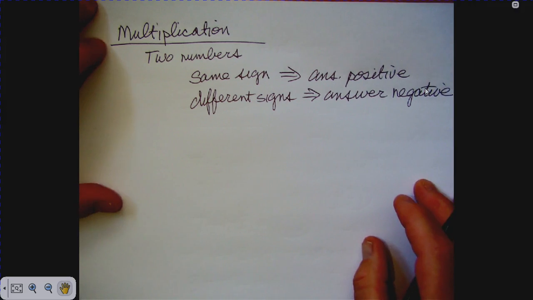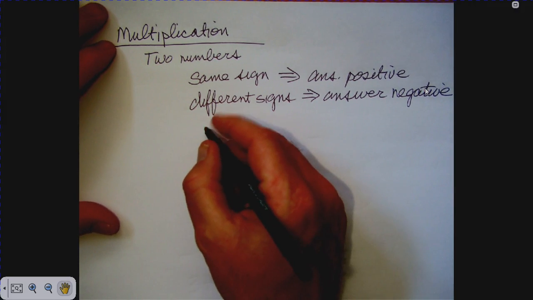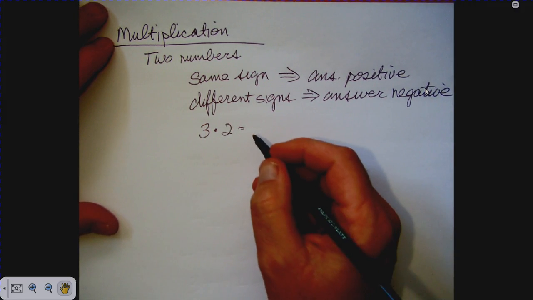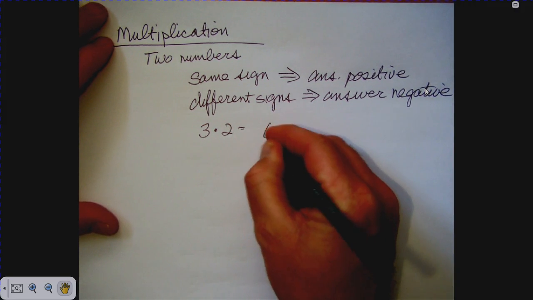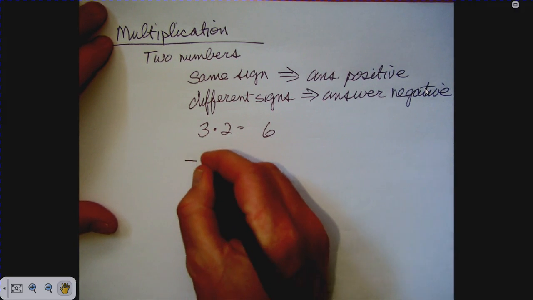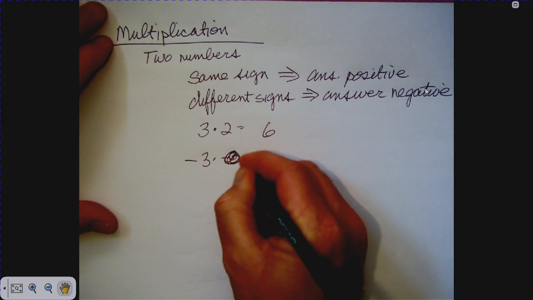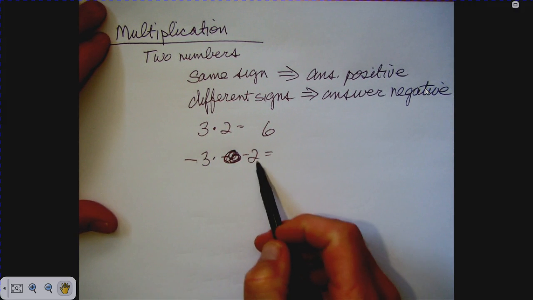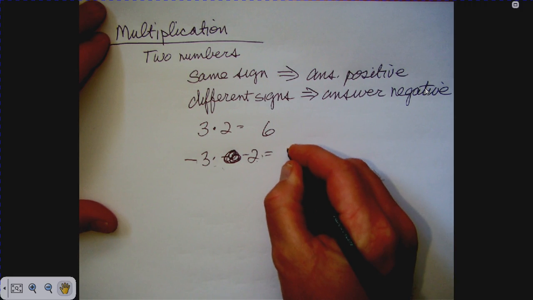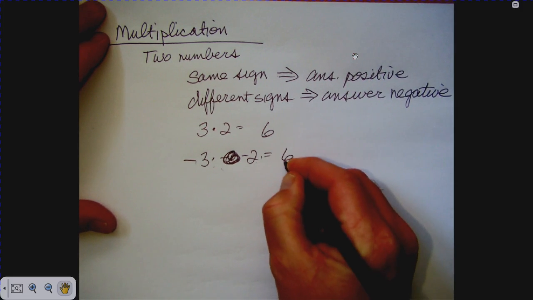Pretty easy, right? Well, let's apply it. So let's say I have same sign. Well, let's try something that you had back in third grade. 3 times 2. We're going to multiply them, and we get 6, and our answer is positive. That's true. Okay. Well, I'm saying negative 3 times negative 3, let's go negative 2 to keep it similar. So negative 3 times negative 2, same sign, the answer is going to be positive. So this is going to be 6 also.